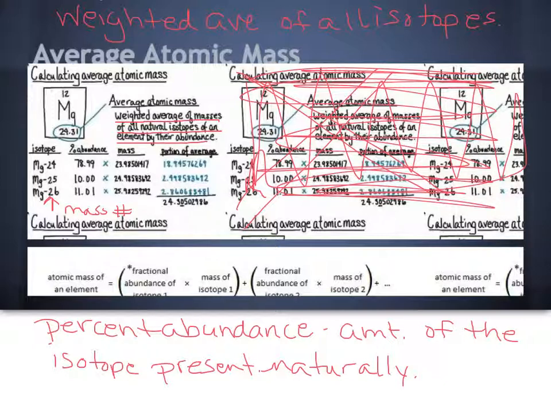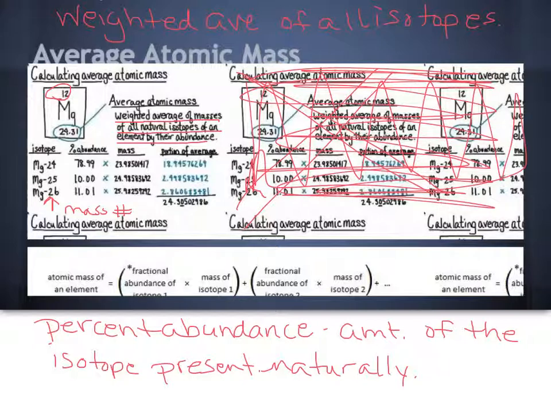So 78.99% of all the magnesium on the Earth exists as magnesium 24. That means it has 12 protons because that's its atomic number. 24 minus 12 is 12, so it has 12 neutrons. Magnesium 25 is only a 10% abundance. That means that it has 12 protons still, but 25 minus 12 is 13. So it has 13 neutrons instead of just 12.